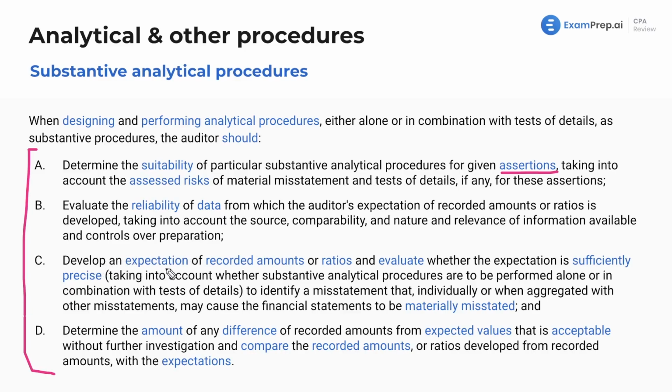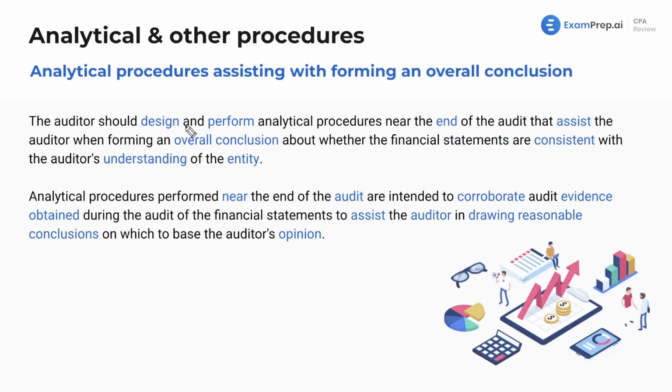We could also develop an expectation of recorded amounts or ratios and evaluate whether the expectation is sufficiently precise. There's just additional testing. You can see this in relation to possible material misstatements. And lastly here, you can determine the amount of any difference of recorded amounts from expected values that's acceptable. Because you could have expected variances between ratios, and if those are off, obviously you should investigate further. You can use this in our tests of details. Now we're going to talk about analytical procedures when you are forming an overall conclusion.